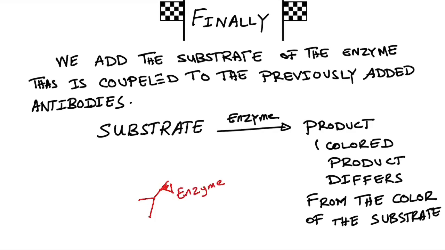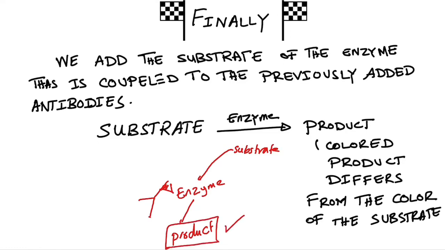Finally, the last step, we add the substrate for this enzyme. The substrate in the presence of the enzyme will transform into product. As a result, if the product is obtained, the enzyme is present, and as a result the antibody is present and fixed to the anti-HIV antibody, which means that the patient is affected by this disease.